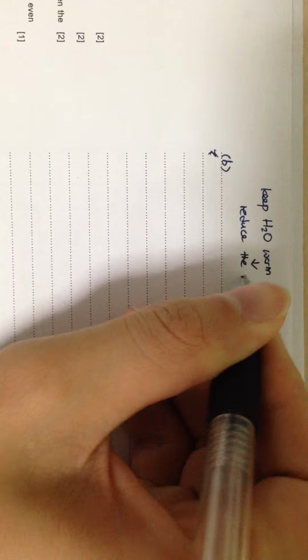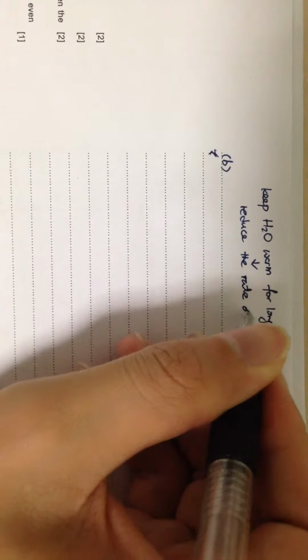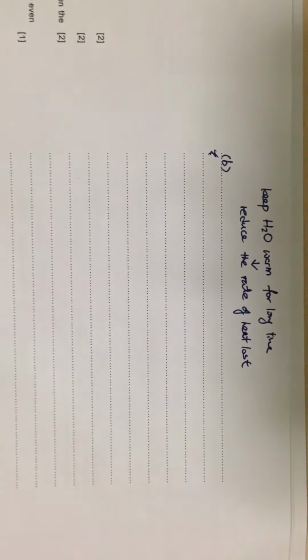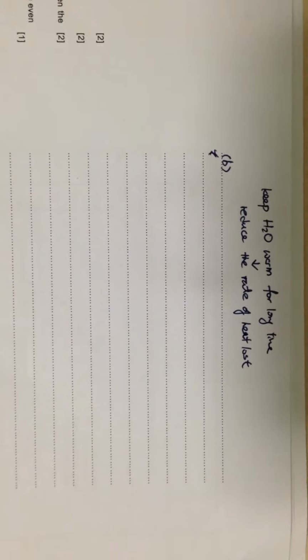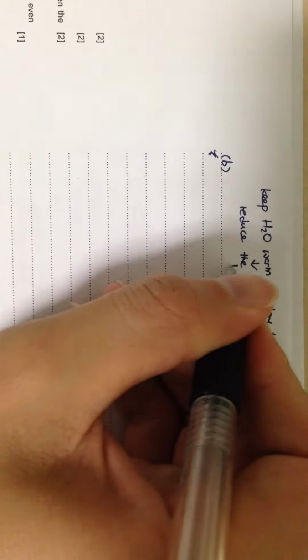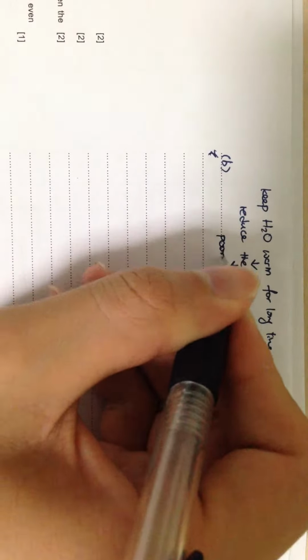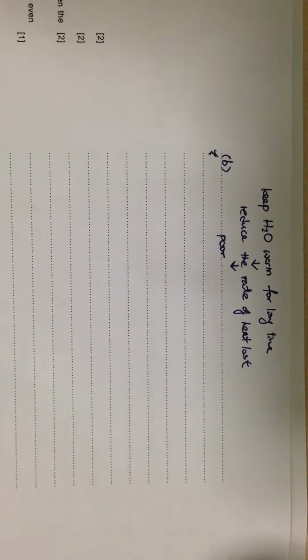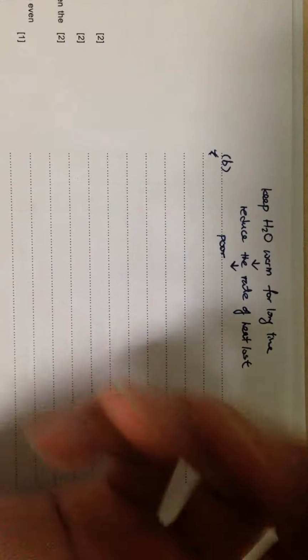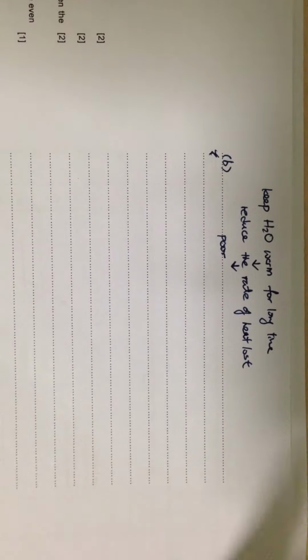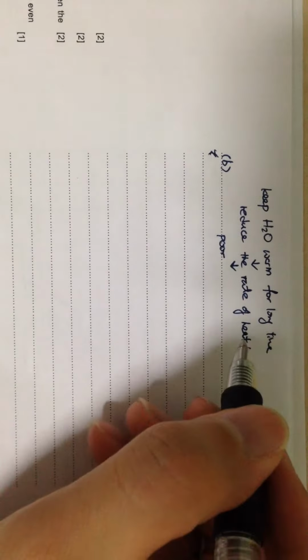So meaning that you want to reduce the rate, or you can understand it as the speed of heat loss. You want to keep it warm, so therefore you want to reduce the rate of heat loss. And in order to reduce the rate of heat loss, do you write poor absorber? No, right? Because you are not gaining heat. So down here you cannot write poor absorber. If you write absorber, you are implying that you are gaining heat. So what you need to do is that you are losing heat.